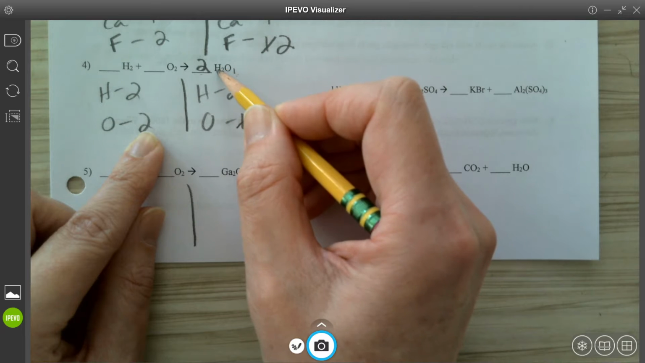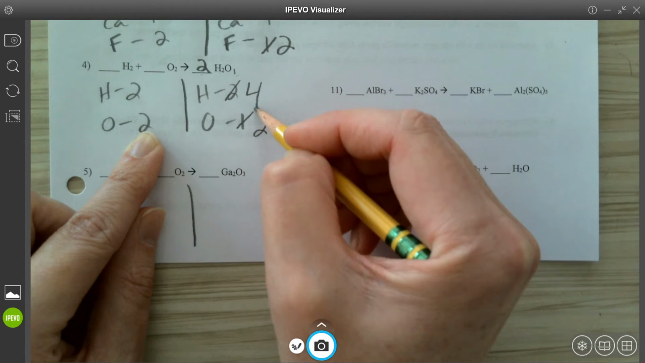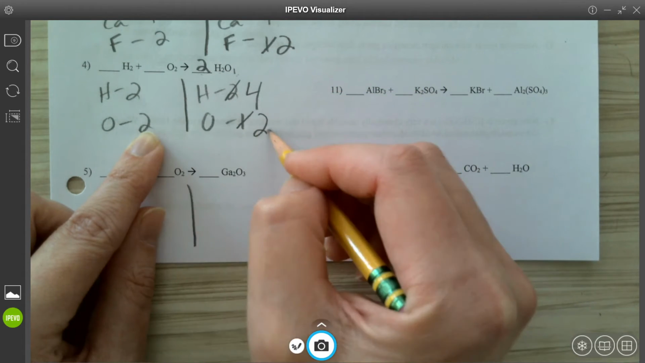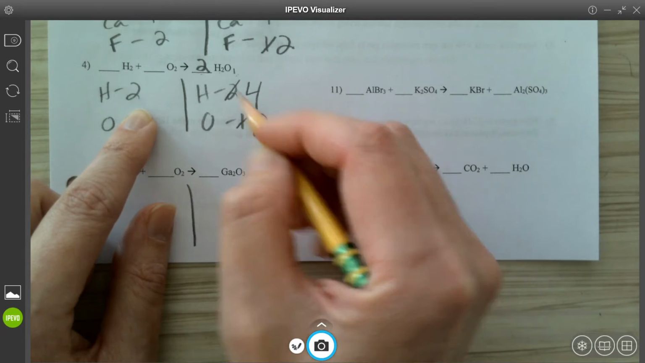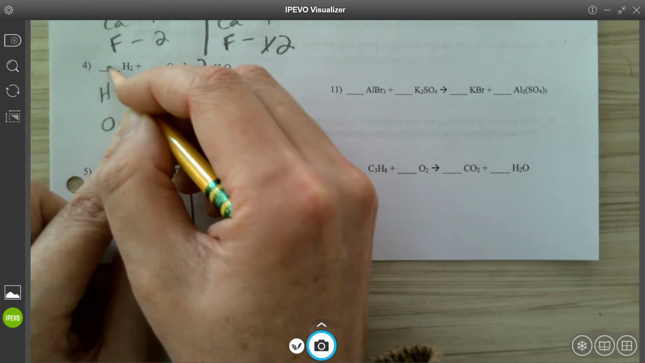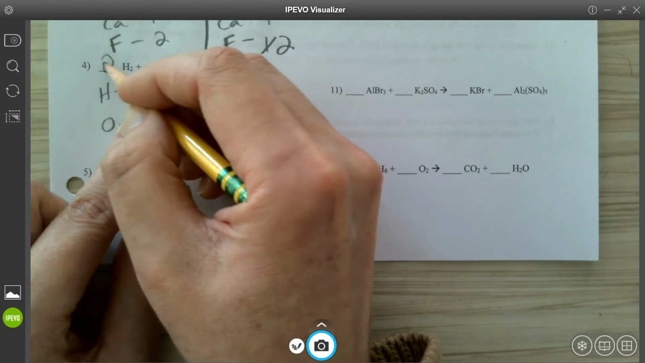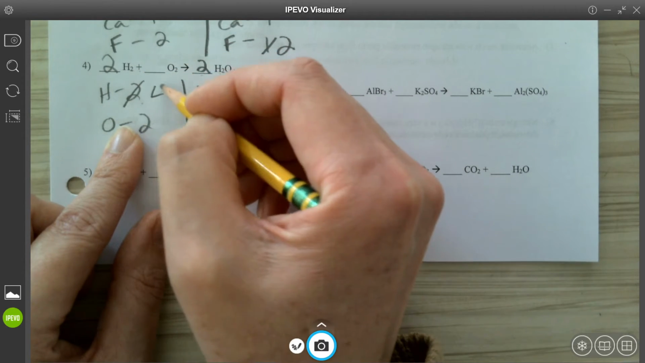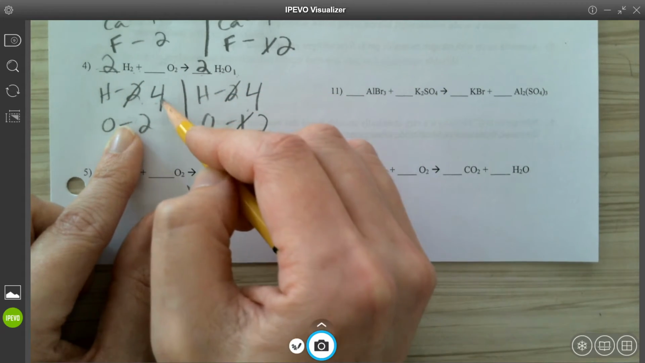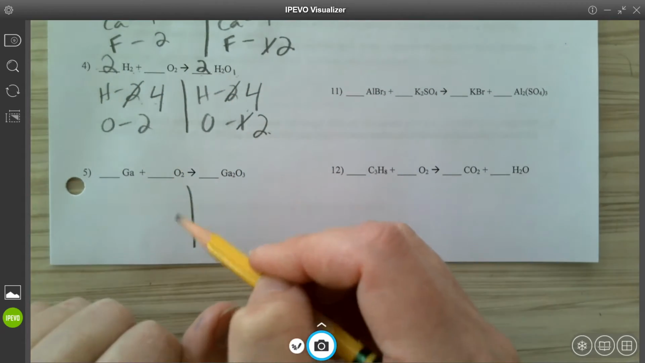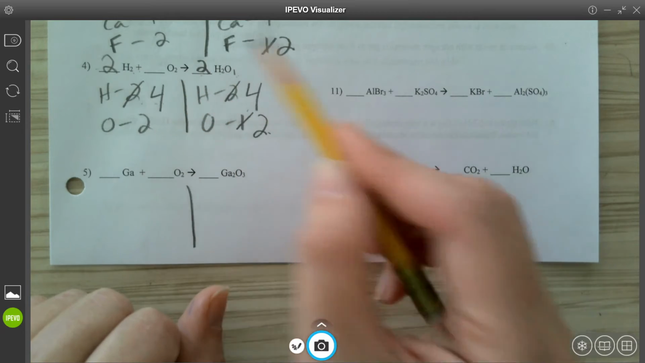But that also affected the H's. The H's now go up to 4. So the O's are balanced, the H's are not. Go to the side that has the least, put something in front. So to get this side up to 4, I would put a 2 here, because 2 times 2 will give me 4. 2 H2s, that's 4 H's. So 2 blank 2 or 2 1 2.